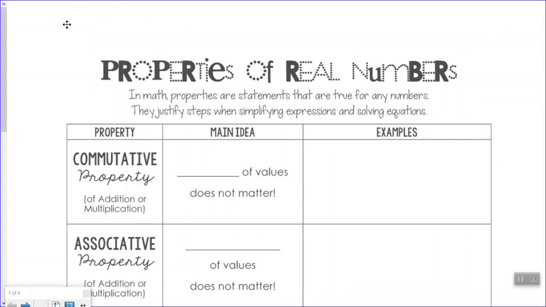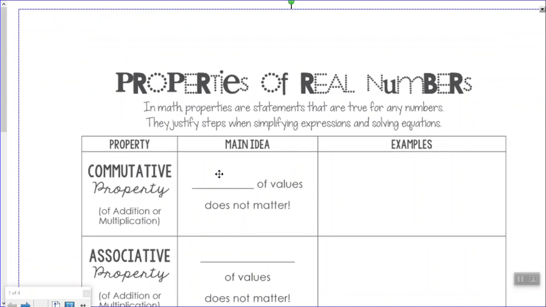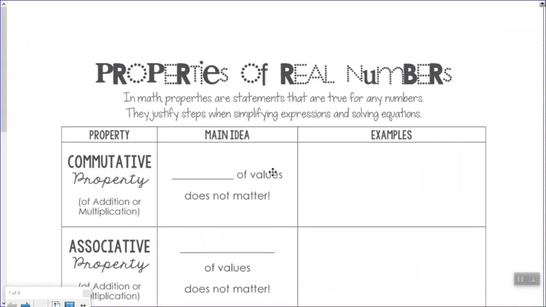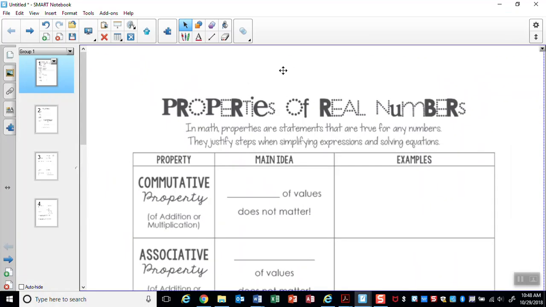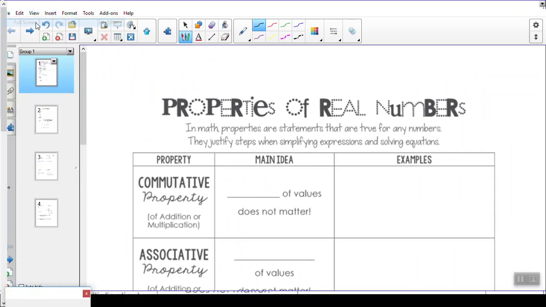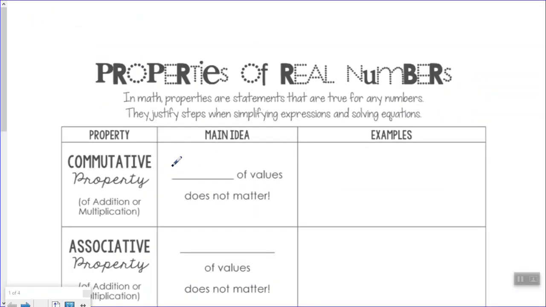So, commutative property of addition or multiplication. So order of values does not matter. Order does not matter. So for example, a plus b is equal to b plus a. So this is a commutative property of addition.